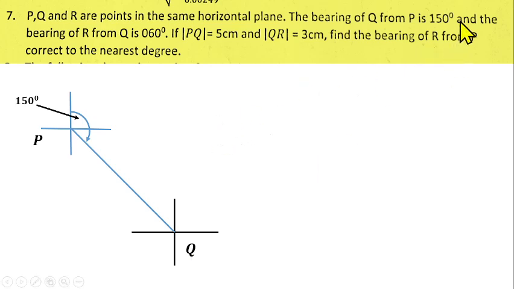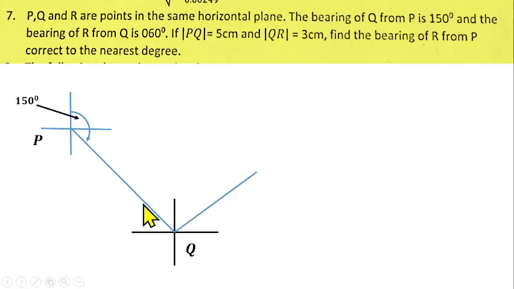And the bearing of R from Q is 60 degrees. So that means from this Q, there's the bearing of R from this Q, and it's at 60 degrees. So 60 degrees will fall around here. So I draw a straight line here, but that straight line is not going to be as long as this one, because we are told that PQ is 5 cm.